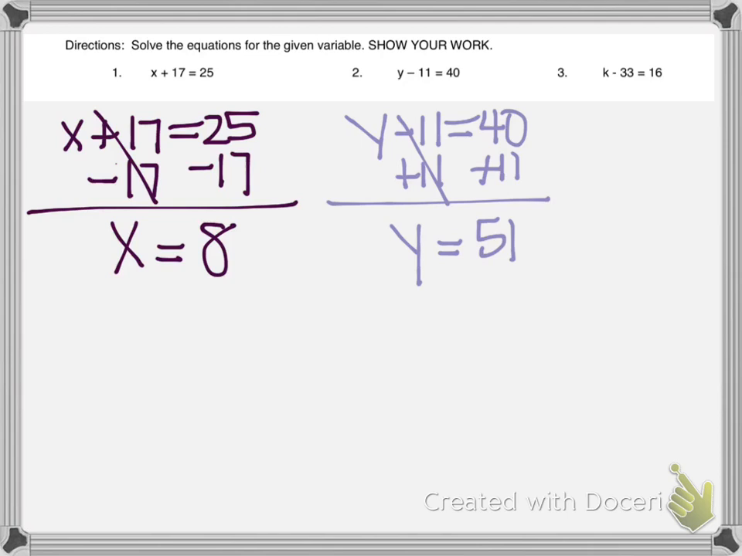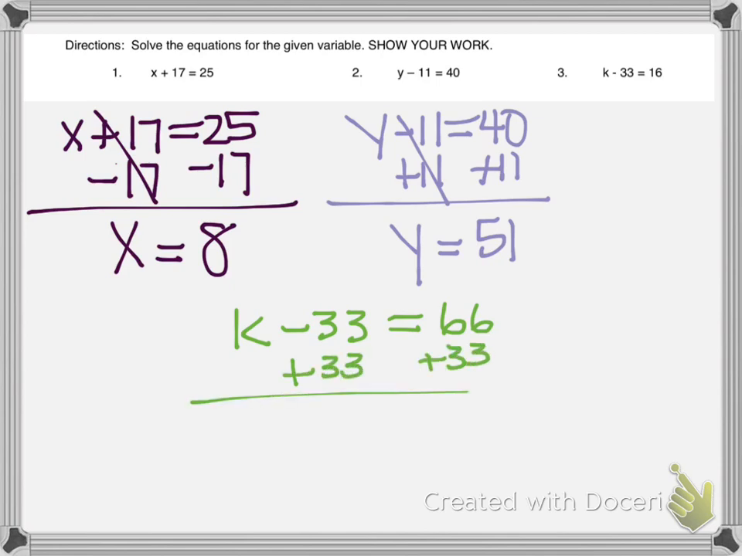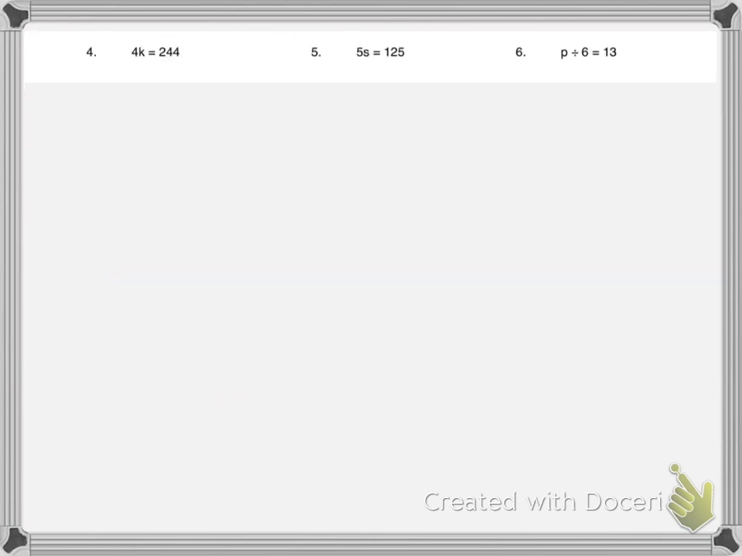And the last one here is k minus 33 equals 66. Undo subtraction with addition. Whatever I do to one side, I have to do to the other side. And the 33's cancel. I get k equals 99. There's those three. Remember, with algebra, you can always check your answers. You could plug the answer to your variable back into the original equation and see if it's true. So you can do that on your test on Wednesday.